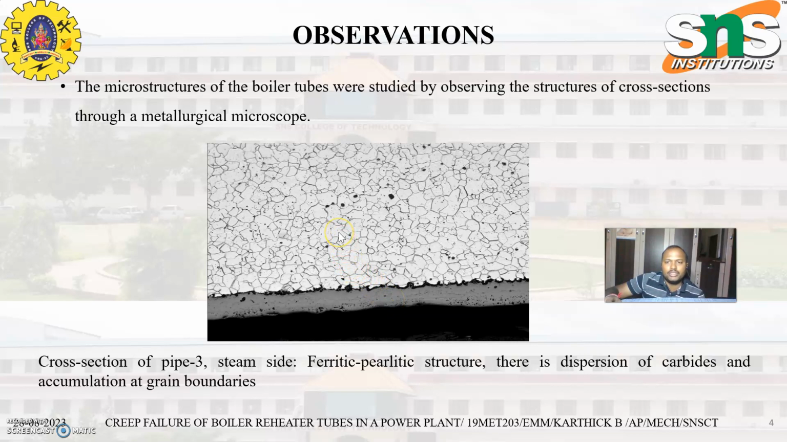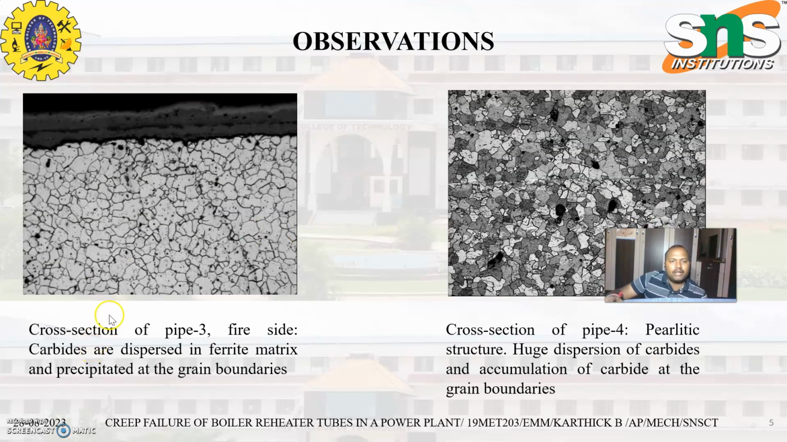When these carbides occur in the grain boundaries, it will reduce the strength. If they are present inside the grains, it will increase the strength. But once they are seen in the grain boundaries, the carbides or any precipitates will decrease the strength of the particular material. When we see the cross section of the third pipe, which is on the fire side, we can see this carbide is dispersed in the ferrite matrix and it is precipitated at the grain boundaries.